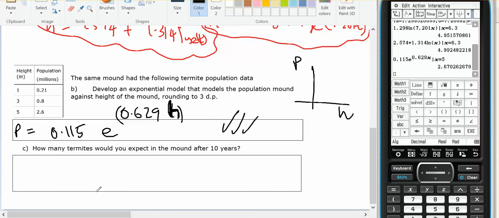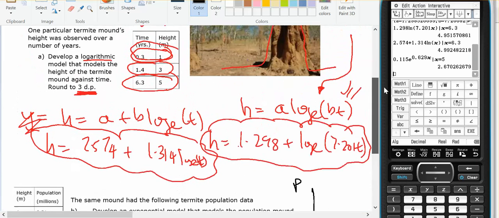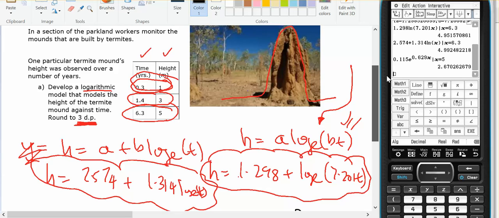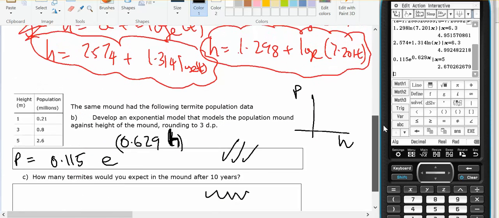will accept. Then how many termites would you expect them at after 10 years? Well, this is population to do with height. So I'd have to go back here to find out what is the height after 10 years, and then take that height and place it into this rule.